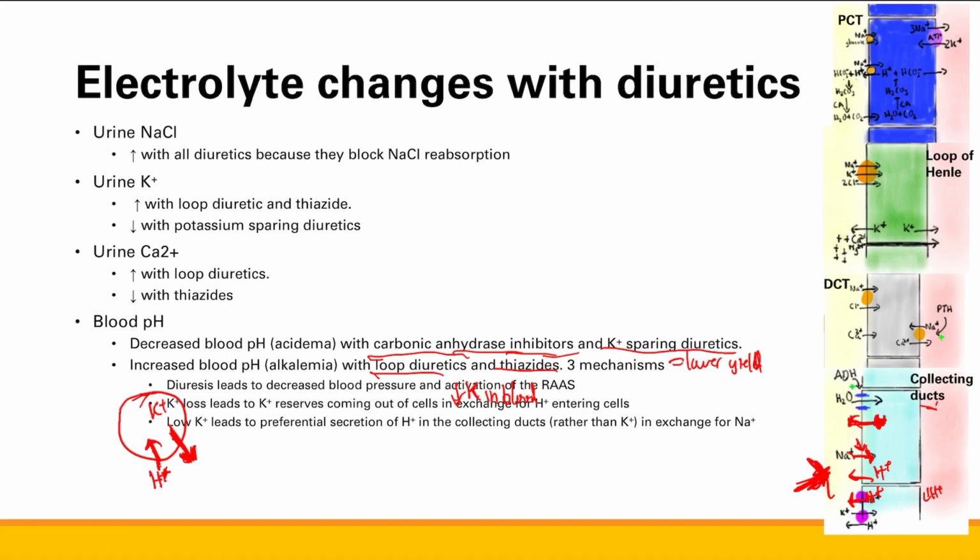And you don't have to memorize any of these, just really understand the mechanism of action of each of these diuretics. Then you'll be able to intuit all of it. If you understand your nephron physiology, you'll be able to understand how the electrolytes will change, and you'll be able to choose the right answer on Step 1. Alright, so that's it.